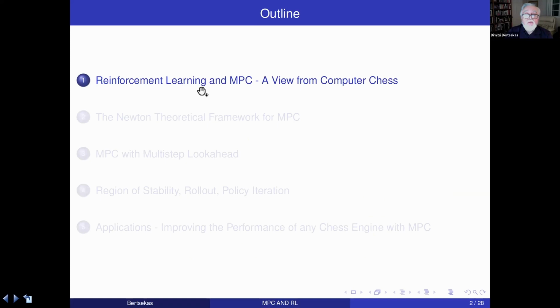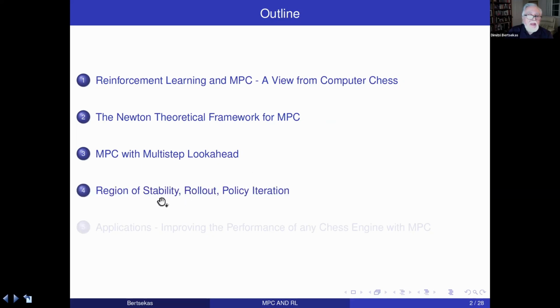I'm going to try to connect reinforcement learning and MPC, and I'm going to use computer chess as a vehicle for doing so. Then I'm going to introduce a new theoretical framework for MPC that is based on Newton's method for solving the Bellman equation of the associated dynamic programming problem. All of this is going to be for one-step look ahead, and then I'm going to discuss MPC with multi-step look ahead, then discuss a few related issues related to stability, the rollout, and the policy iteration algorithm.